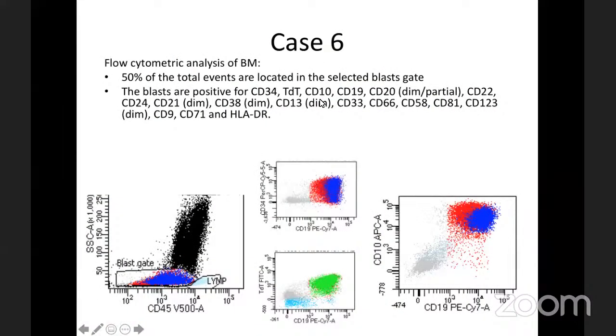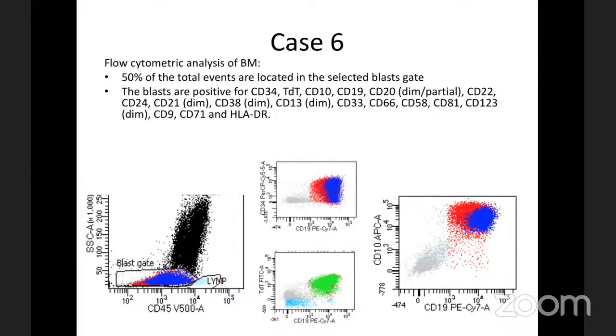The immunophenotyping shows 50% by flow in the blast gate. They are CD34 positive and CD19 positive. They are TdT positive. They are CD20 positive, CD10, 22, 24, 21, 38, 13, and 33, 66, 58, 81, 1, 2, 3, 9, 71, and HLA-DR. So this is a B-lymphoblast. A B-lymphoblast with abnormal eosinophils.